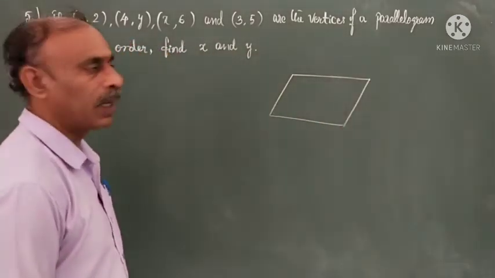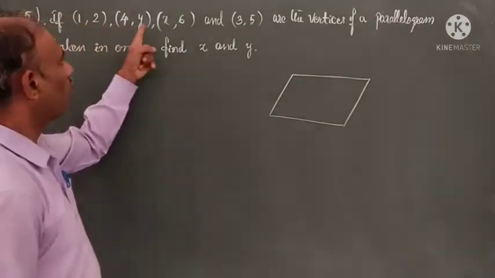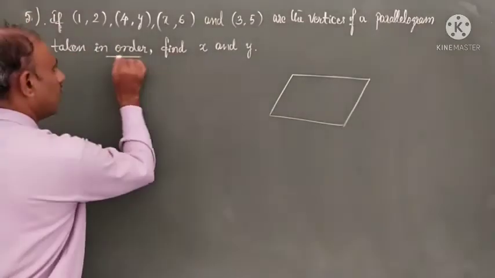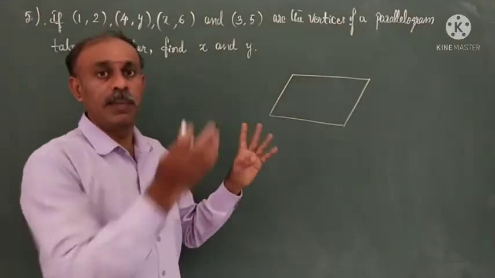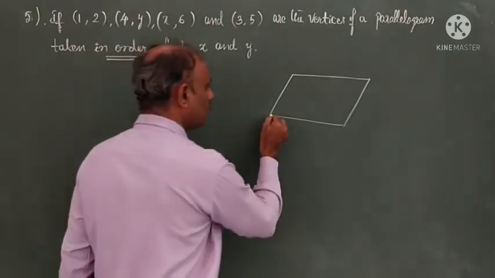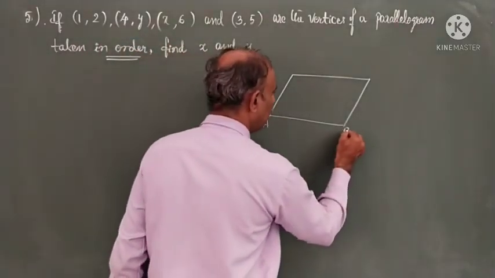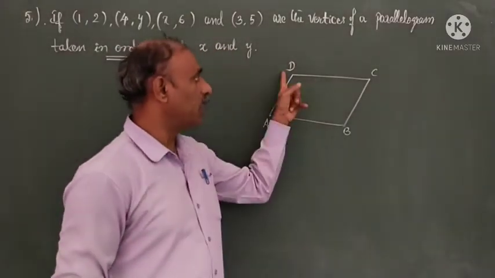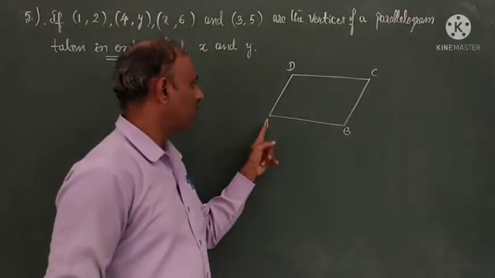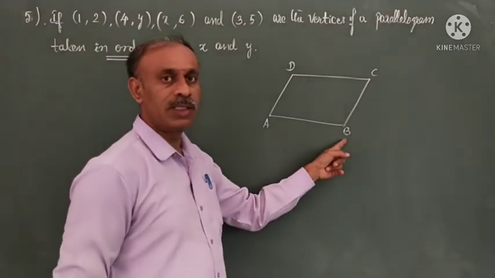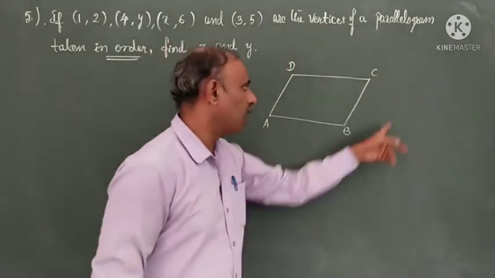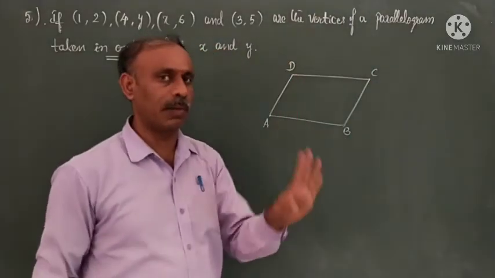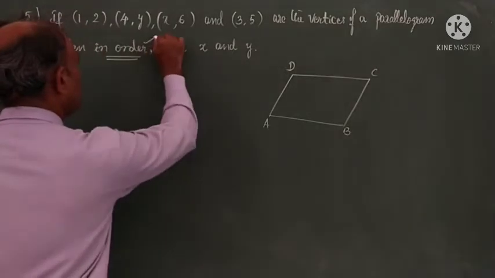So a parallelogram. (1, 2), (4, y), (x, 6) and (3, y) are the vertices taken in order. So where you want to start, but it should be in an order. Suppose I am going like this, A, B, C, D. So don't write A, B, D, C. Either clockwise or anticlockwise. Where you start, no problem, but it should be in an order.